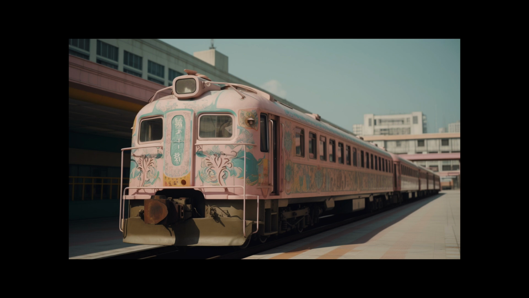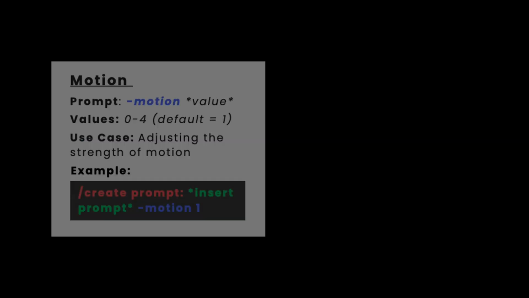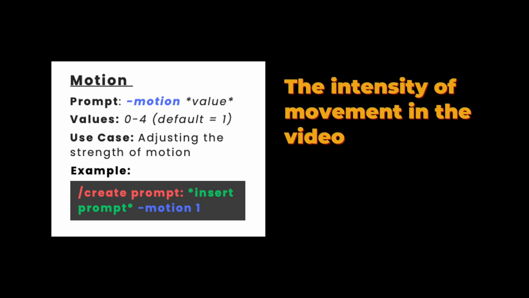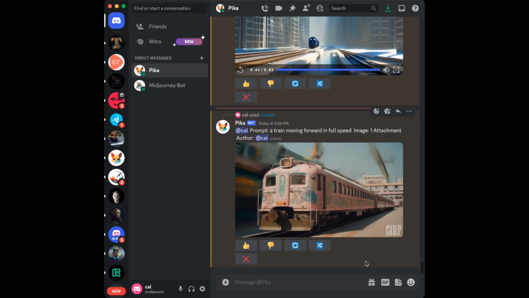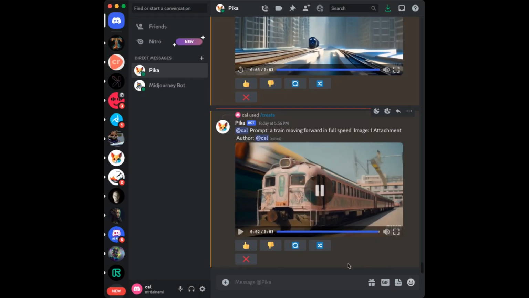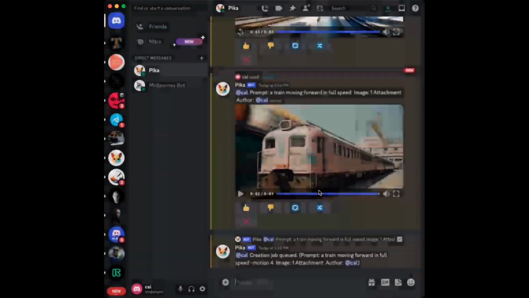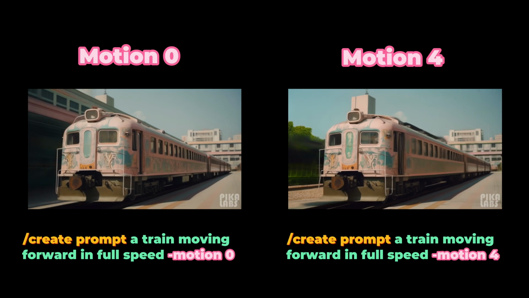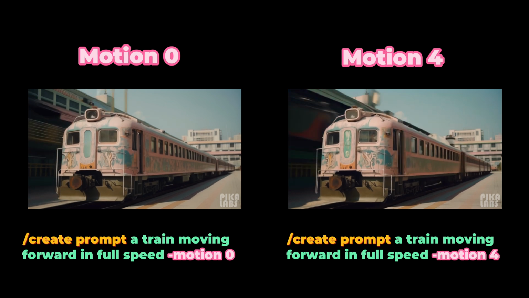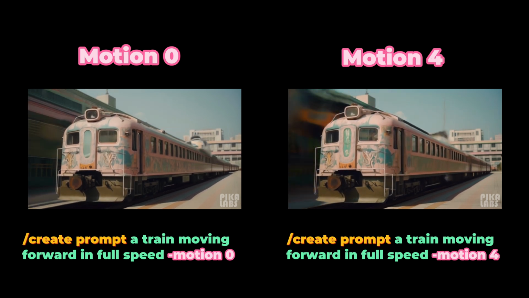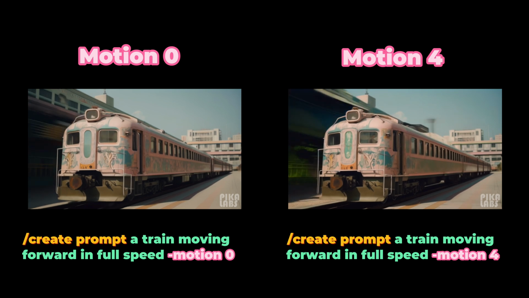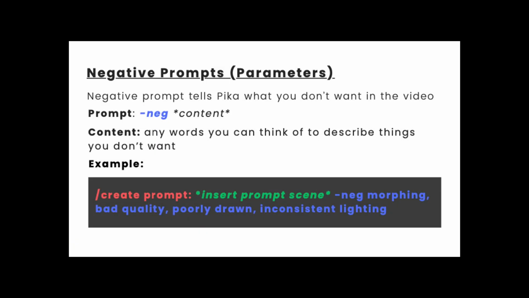To start, one of the cool parameters Pika Labs provides is motion, which refers to the intensity of the movement in your video. The higher the value, the greater the movement of the action. In this situation, let's say I want to see more movement in my train video. I would click on the remix button and add in motion 4. Now let's take a look at the comparison between the different motions. You could see there's way more movement and less consistency around the train in motion 4 as compared to motion 0.